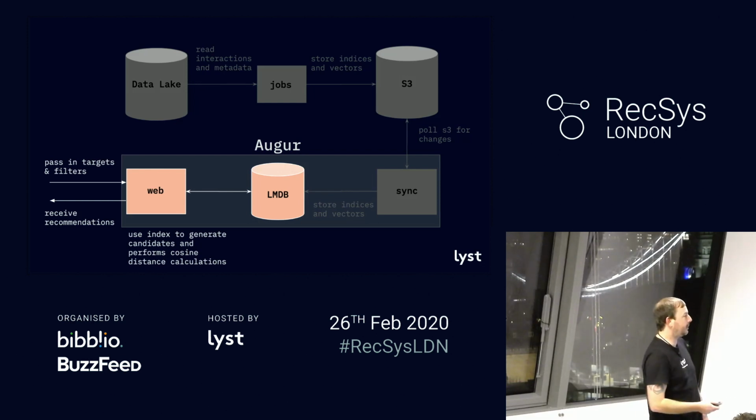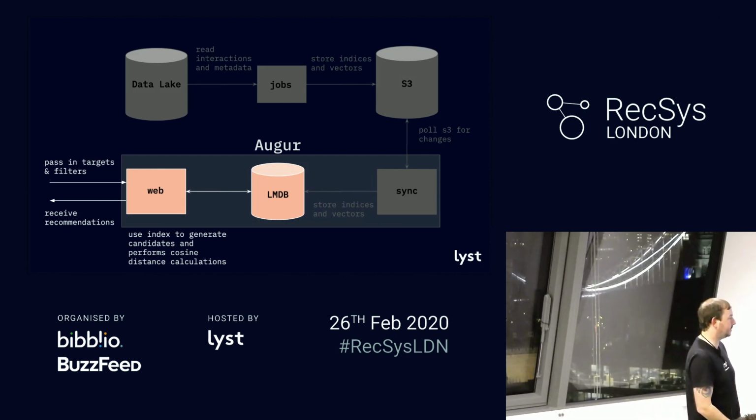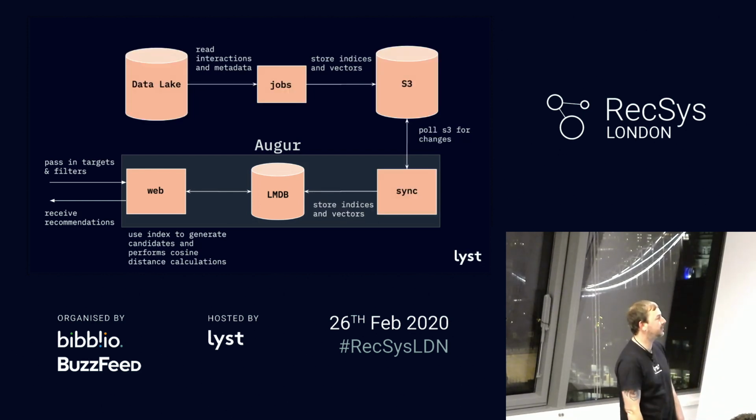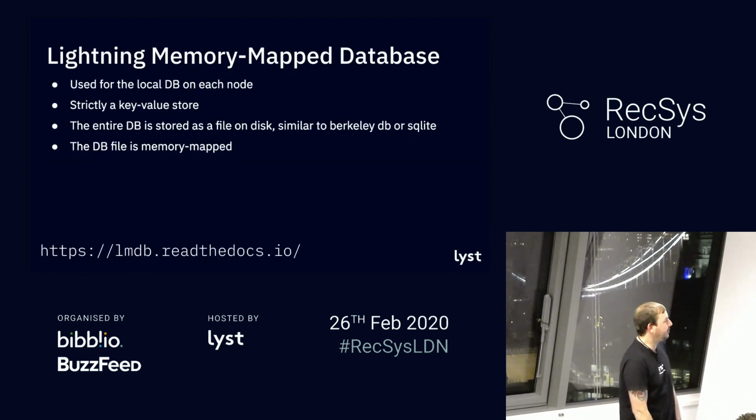Then at serving time, you ask for a certain target and some filters. It goes to the local database, gets the index it needs, gets the target vectors it needs, does the cosine distance calculations, finds the top N, gives you back the recommendations, and that's it.